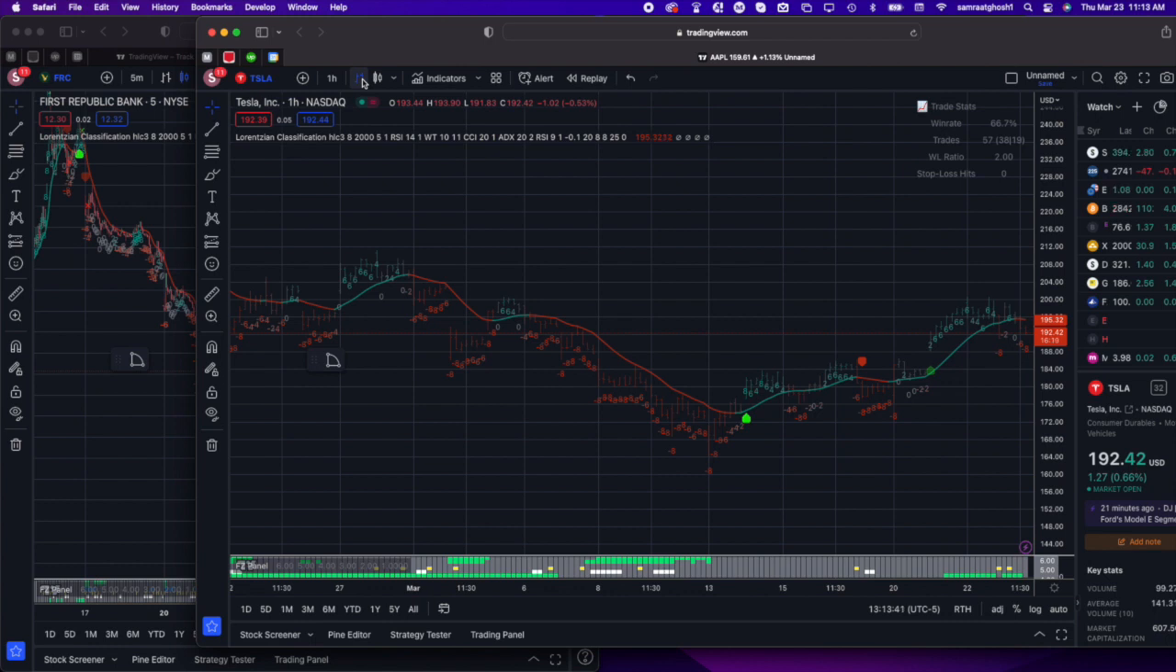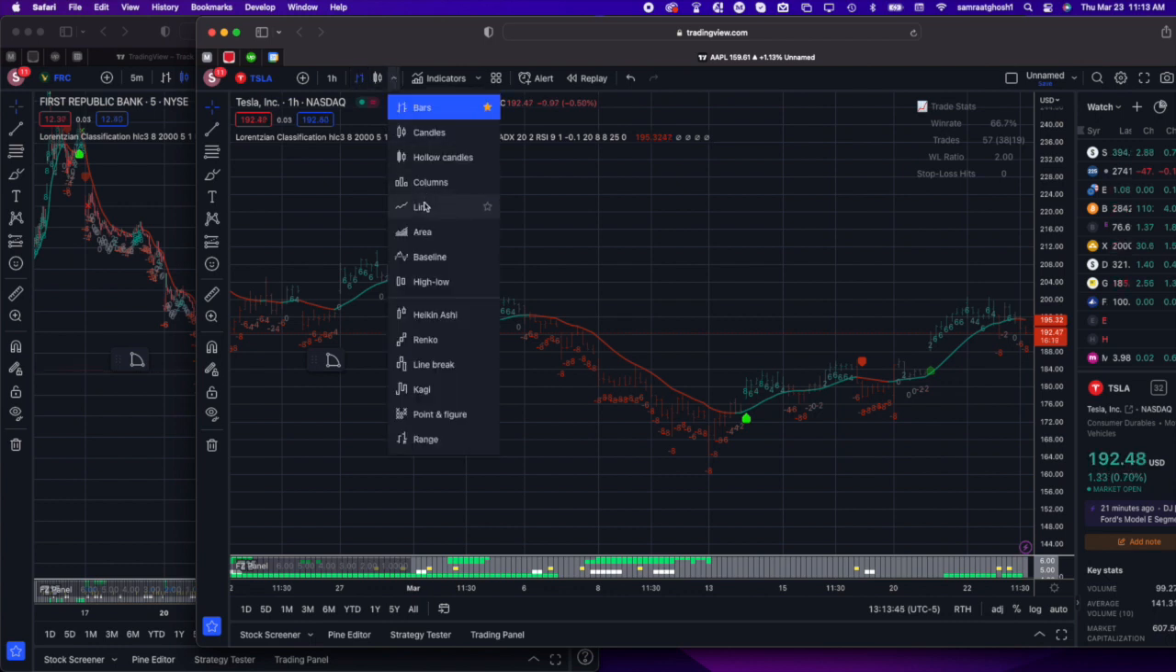Now we're going to switch so you can see the kernel regression line here. You can see the kernel regression line.